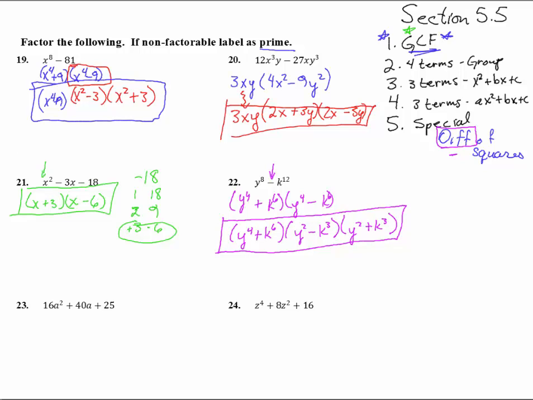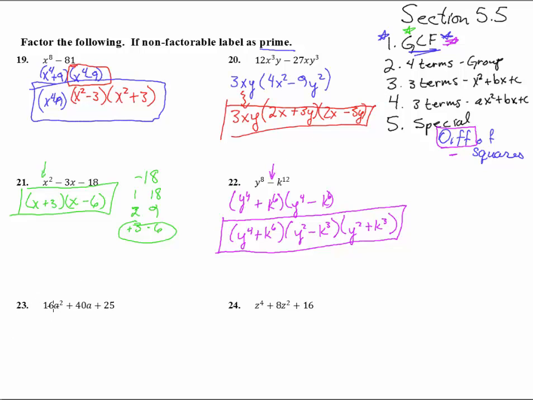Okay, number 23. Ooh, look at that one. 16a squared plus 40a plus 25. Is there anything we can pull out with the greatest common factor? 4 can come out of 16 and 40, but there's no 4 in 25. It's only got 5s in it, and there are no 5s in 16. So nope, greatest common factor is shot.